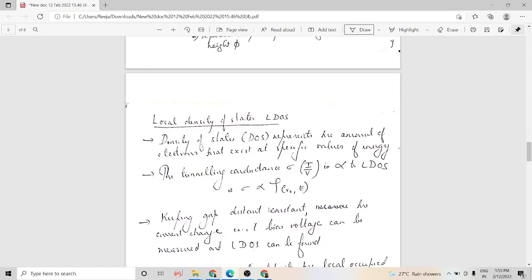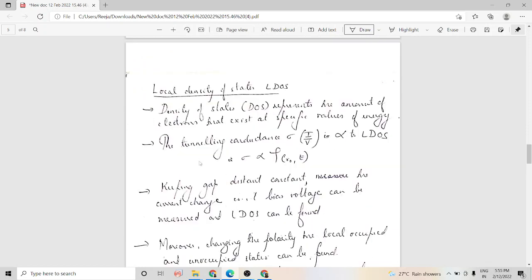Next, we have to learn what is called the local density of states. Now, what is meant by density of states? It represents the amount of electrons that exist at specific values of energy. Now, by measuring the tunneling current in an STM, we can calculate the local density of states.